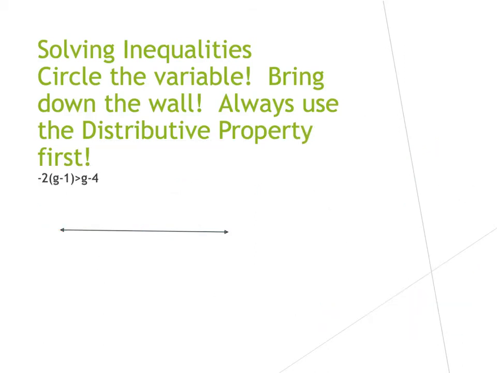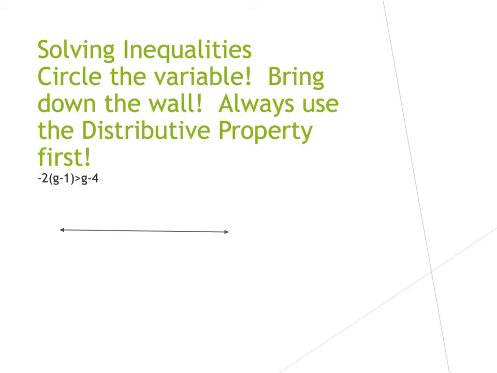Okay, this is the last example, but I want you to put a star beside this because this is very different. If you notice, you have a variable on both sides, and the problem with that is you need to have all of the variables on one side. So what we're going to do is go ahead and do it the same way. We're going to circle the variable, bring down the wall, and use the distributive property first. So you're going to start out the exact same way.